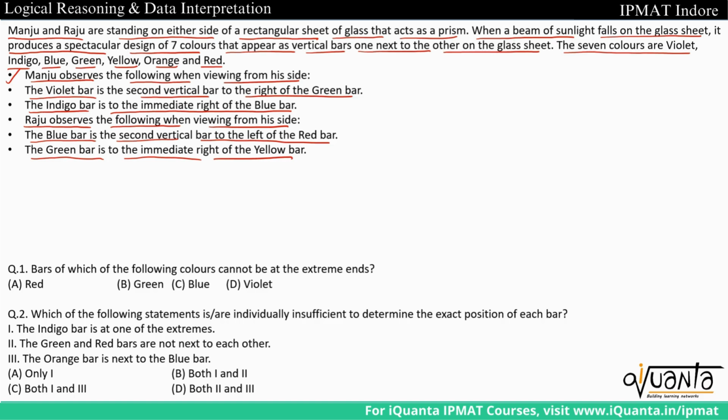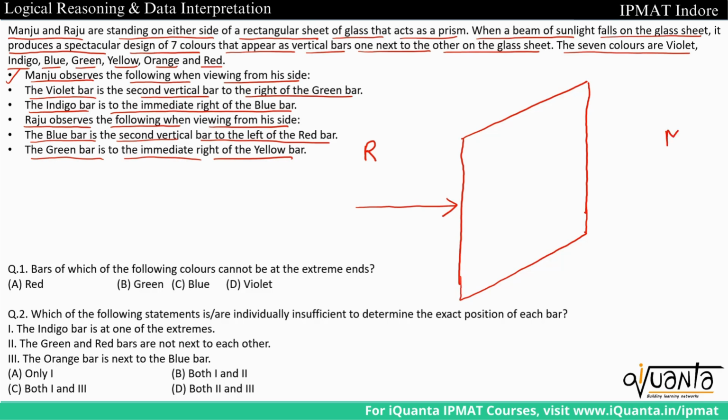So what we basically have to do is, we have to form a glass prism. We have to take a rectangular sheet of glass. Let this be the sheet of glass that we are talking about. Now let us put a beam of sunlight through it from this side. Since Raju and Manju are standing on either side of this glass sheet, let us assume that Raju is on this side and Manju is on this side. So Manju will be observing this side and Raju will be observing from this side.